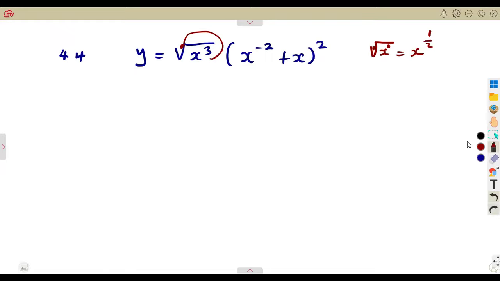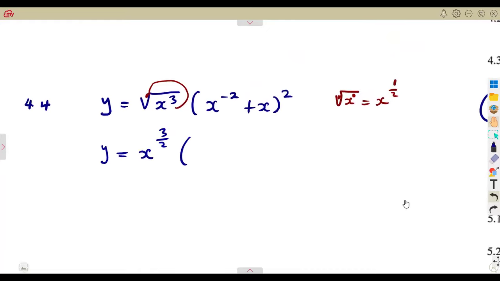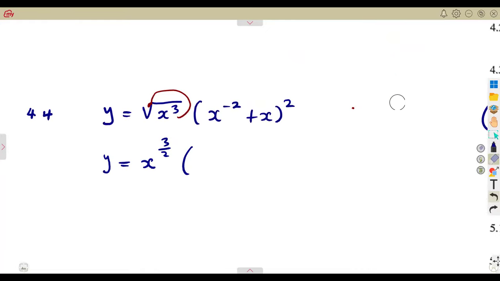So it's not going to be 1 over 2, but it will be 3 over 2. So this here can be written as x to the exponent of 3 over 2 into this bracket, which can be expanded. We can expand this. So what are we going to have? Remember, guys, this does not change. It's raised to the power of 2.